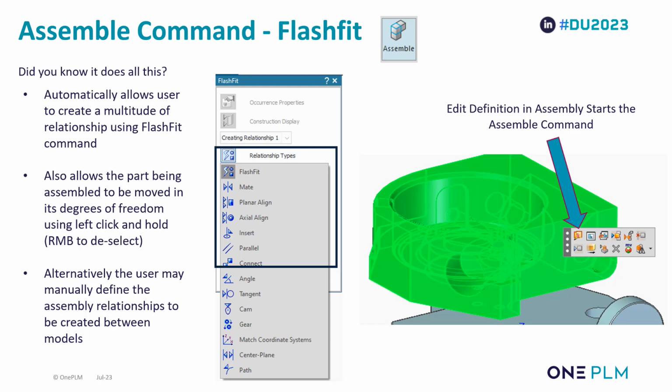So when I first started using Solid Edge, I was told assemble, flash fit, you can do a mate, planar, a line, an axial line. Yeah, that's great. But there's lots of other things it can do as well.